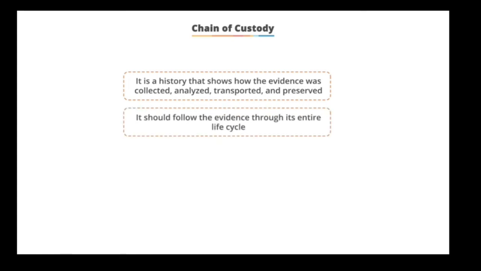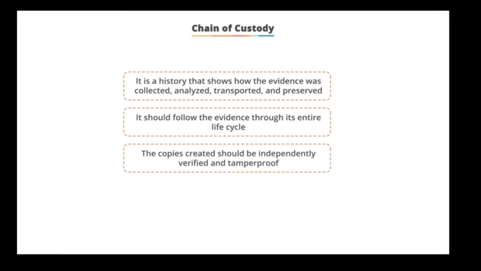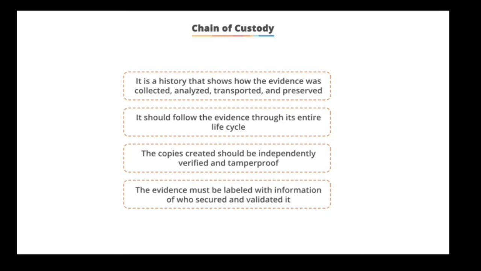Chain of custody should follow evidence through its entire life cycle. When copies of data need to be made, the copies must be able to be independently verified and must be tamper-proof. Chain of custody evidence dictates that all evidence be labeled with information indicating who secured and validated it.